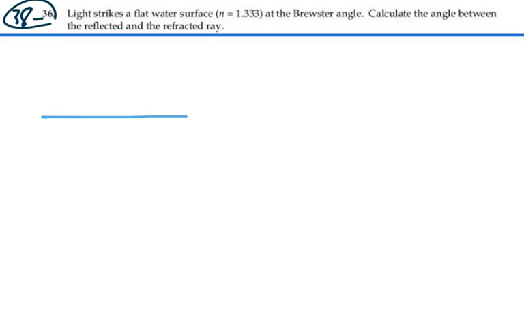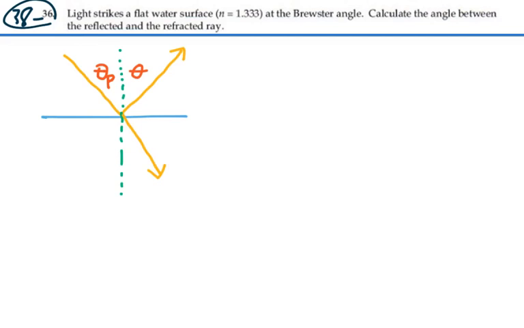So let's say we had a water surface and we had light coming in to that surface, so it's going to reflect off like this, and we have a normal this way. So we're going to have reflection and a refraction. And so here's our incoming angle, which would be reflected at the same angle from the normal. And that actually would be our Brewster angle, because we're told that we're at the Brewster angle.